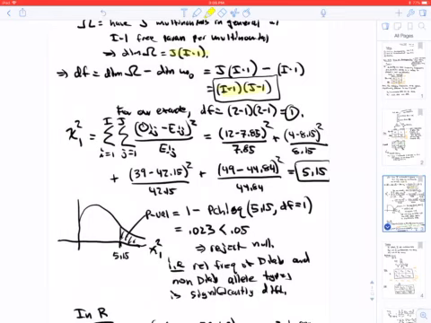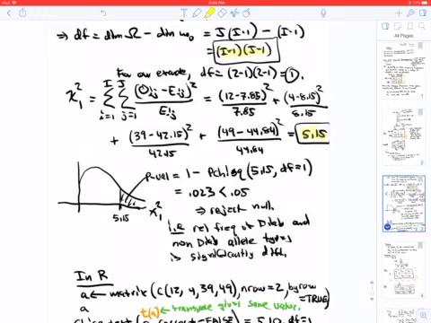We do some rocket science here, and we get 5.15, and we can compute the p-value for that if we wanted, and see that it's 0.023, which is less than our alpha of 0.05, so we reject the null. The relative frequencies of diabetics and non-diabetics is significantly different.